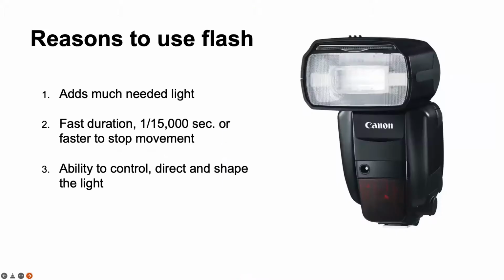Next slide. This is my secret weapon: a flash. And not only one, but oftentimes I'll use two at once. It adds much needed light, so you can compensate for that two stops of light loss. The flash duration is very fast, at 1/15,000th of a second, so it's faster than any camera could ever be. And then you have the ability to control, direct, and shape the light. As a photographer, those are three critical things.